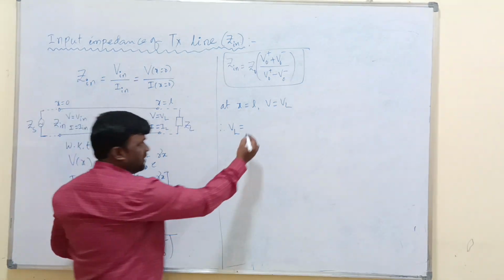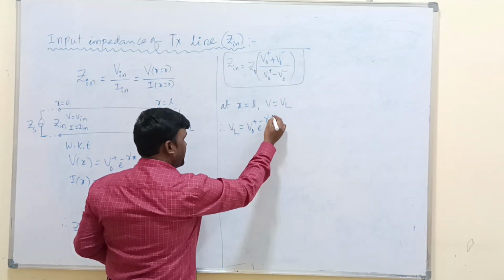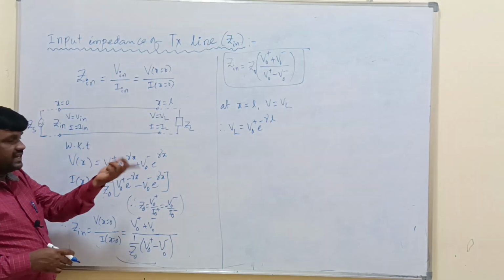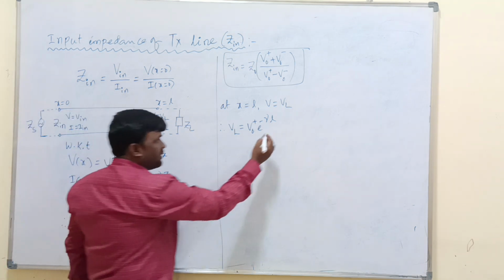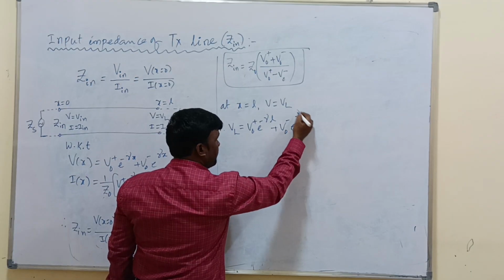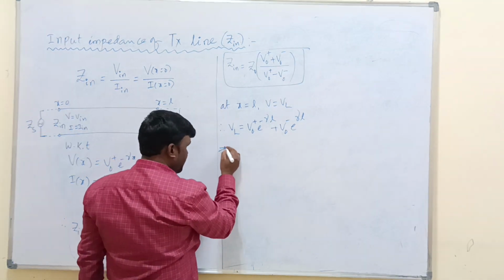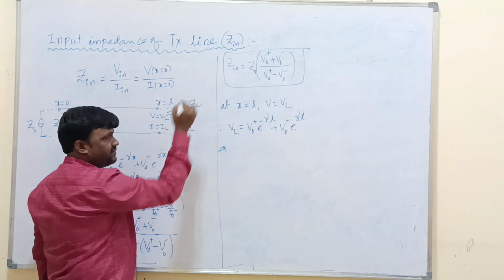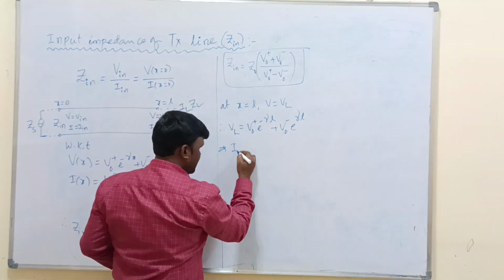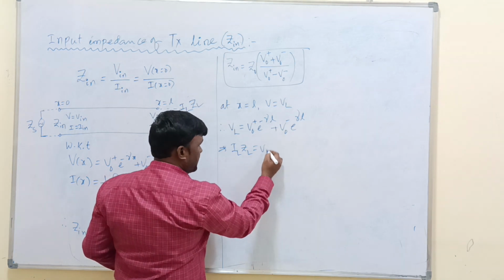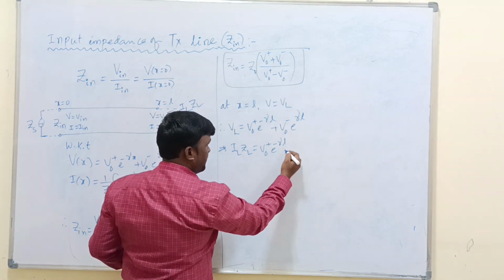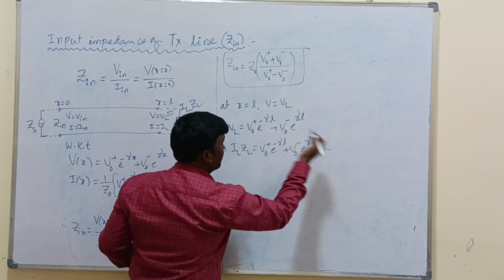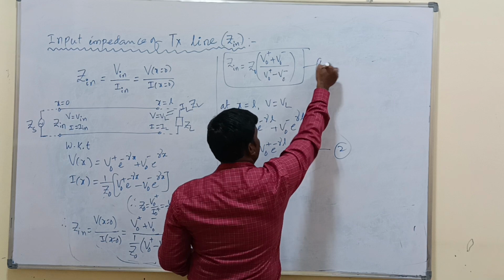Then it becomes V naught plus e to the power minus gamma L, that means x is replaced with L, and then the voltage becomes the voltage at the load. Similarly, plus V naught minus e to the power gamma L. This VL can be written as IL into ZL, which is equivalent to V naught plus e to the power minus gamma L plus V naught minus e to the power gamma L. Let us take this as equation number 2, and the earlier one as equation number 1.